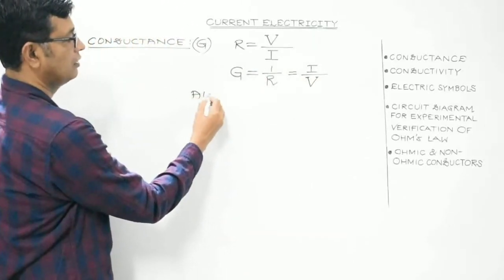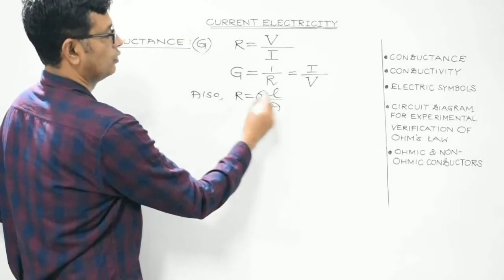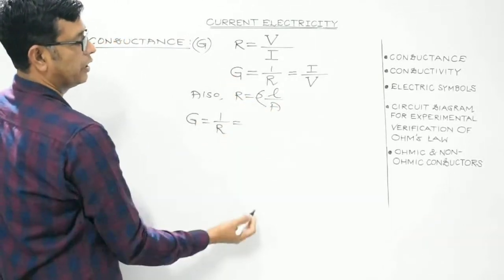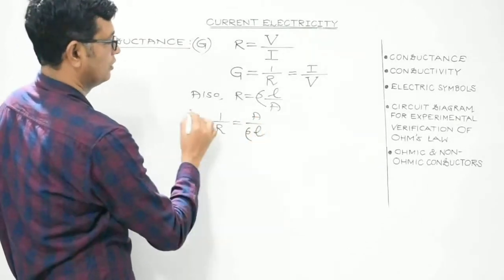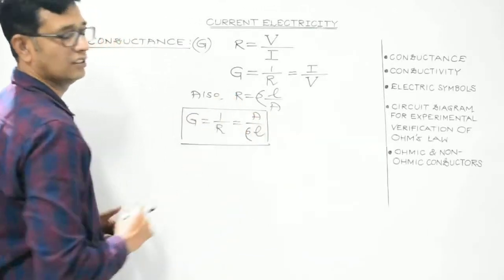Also, we are aware R is equal to rho L by A. So by using this formula, G is equal to reciprocal of resistance, it will give us A divided by rho L. So this is the mathematical formula for the conductance.